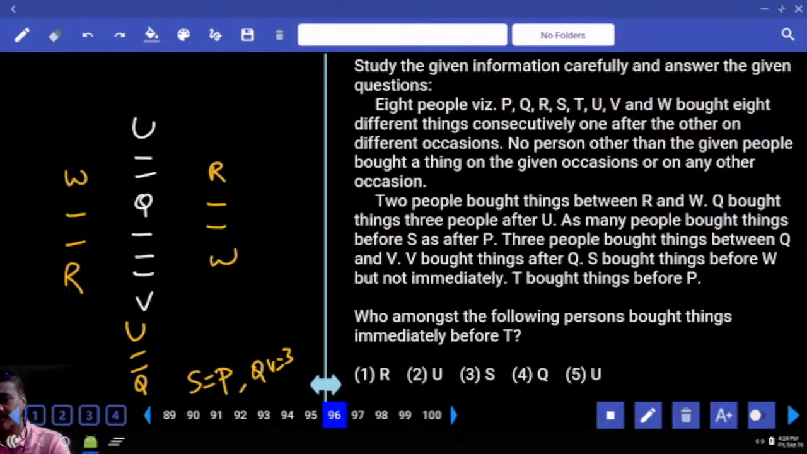Forget about all this. Next, U and Q done, and Q and V, 3 were done. S and P. S bought things before W but not immediate. T bought things before P. Now we need to fix this R or W, W or R. Done, 2 possible, R or W.